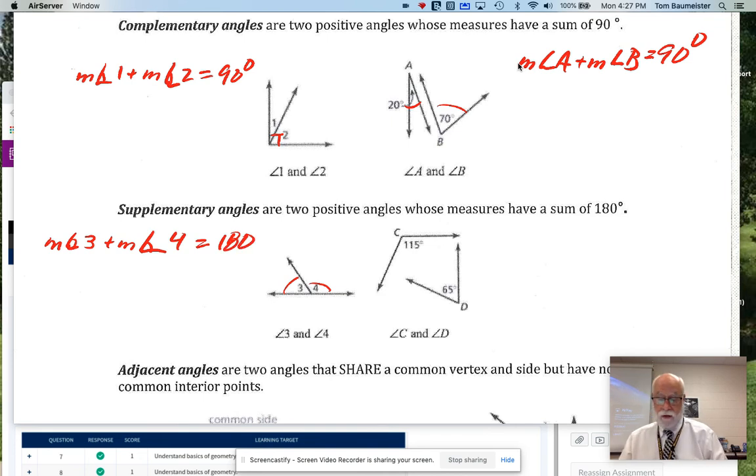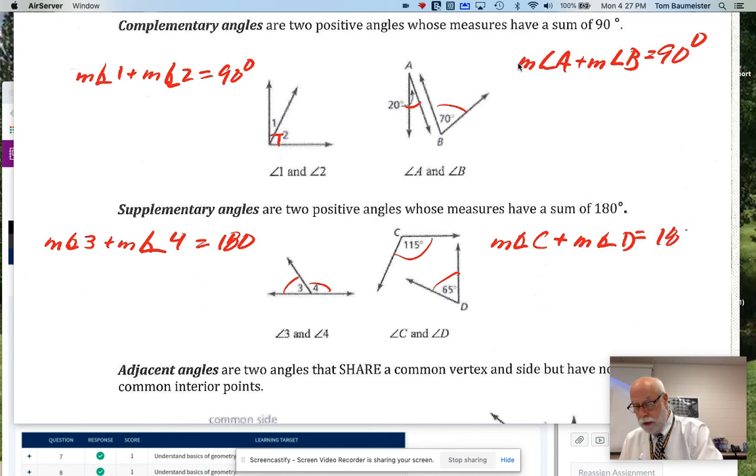And same thing with this other one here. All right, again, they're not connected, but they add up to 180 degrees. So the measure of angle C plus the measure of angle D is equal to 180 degrees. All right, so we're going to see we have a lot of vocab in this section.